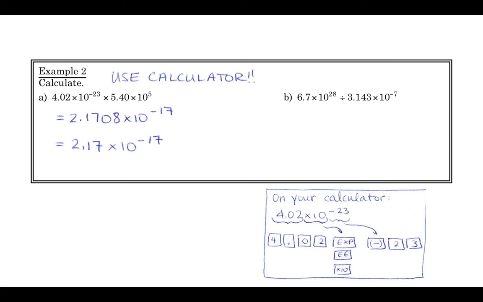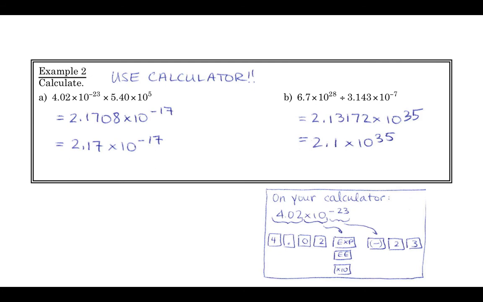All right, let's do another example. Try this in your calculator: 6.7 times 10 to the 28, divided by 3.143 times 10 to the negative 7. You should get 2.13172 times 10 to the power of 35. This has 2 sig figs. This has 4 sig figs. And so we round to 2 sig figs: 2.1 times 10 to the 35.